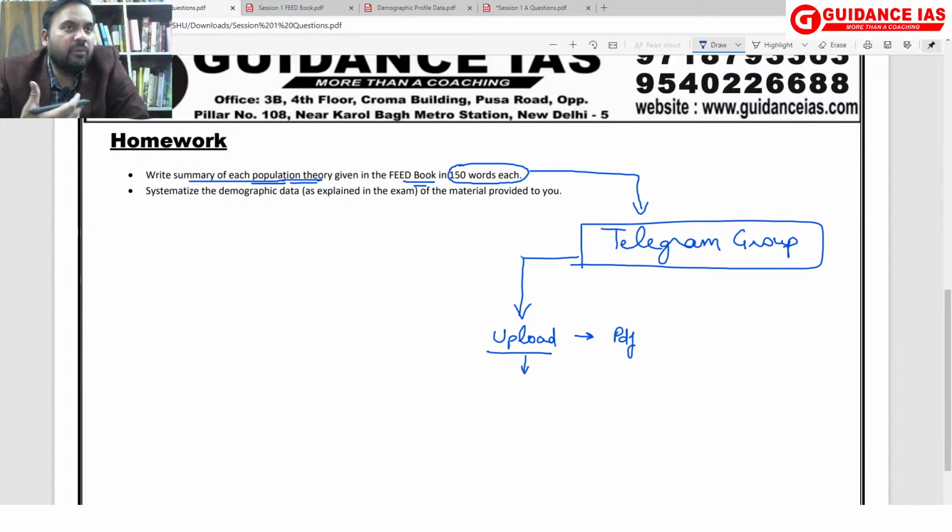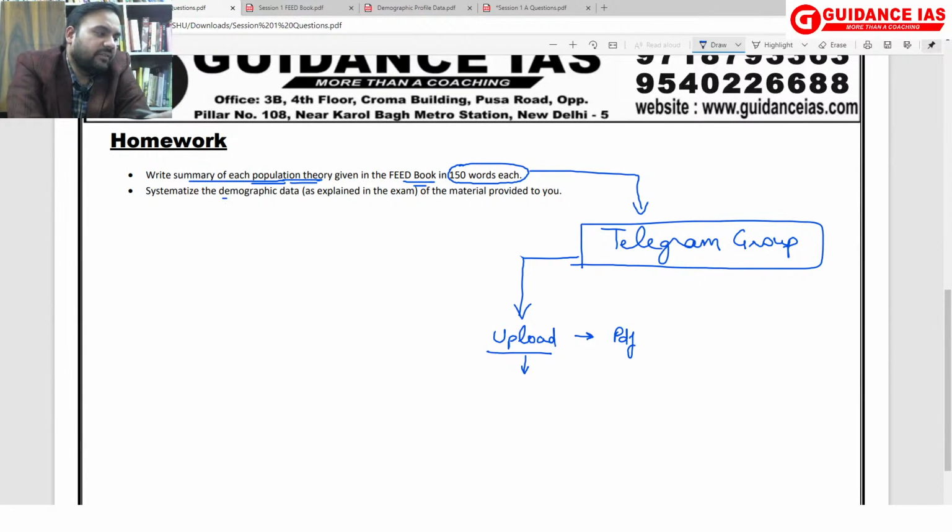So again there will be a kind of competition, because you will also be able to see others, and if others are writing better than you, then a feeling of competitiveness will be there, and you will again try to rewrite and work harder towards achieving the targets. Okay, so that is one thing. This is one work which I am giving you.